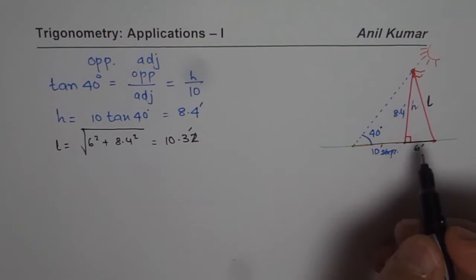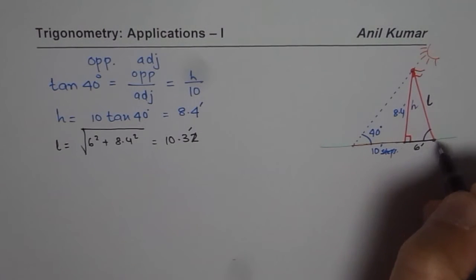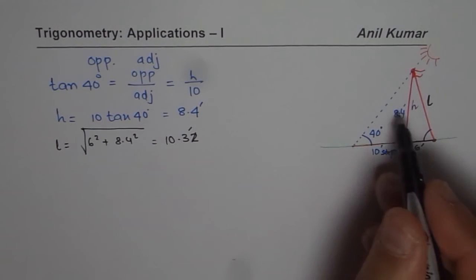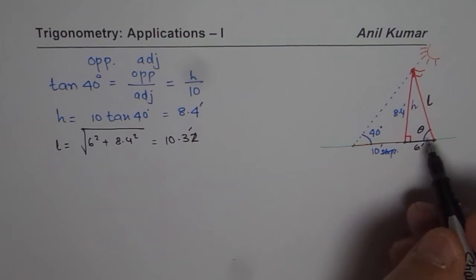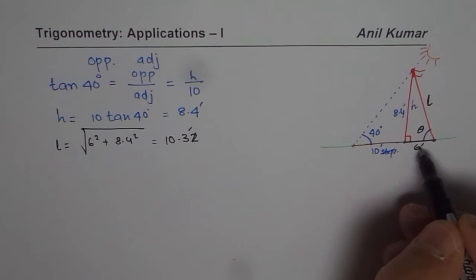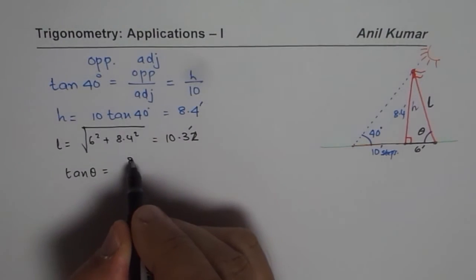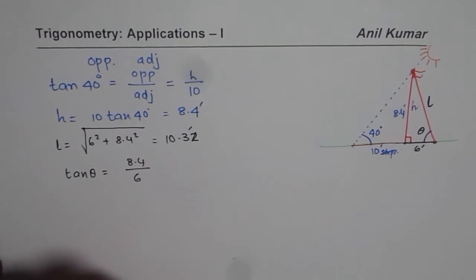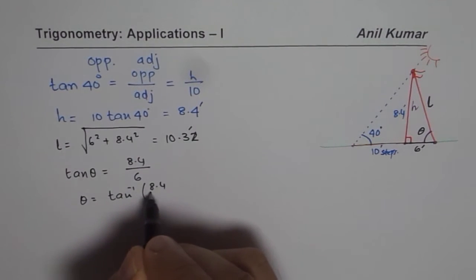Now in this particular case, if I have to find the angle which this support makes with the peg here, then how do we find that angle? To find this angle, we can use tan of theta, right? So let's say that this angle for us is theta. Then the opposite side to theta is 8.4 and this is 6 for us. So tan theta is equal to 8.4 over 6, the opposite side over the adjacent side. So theta could be written as tan inverse of 8.4 over 6.